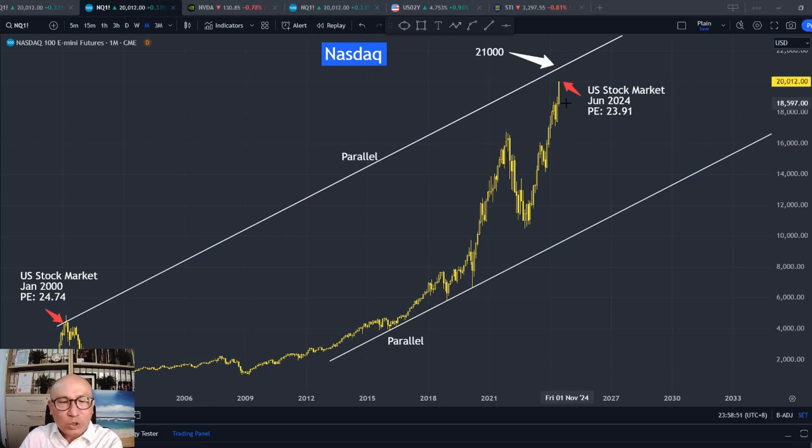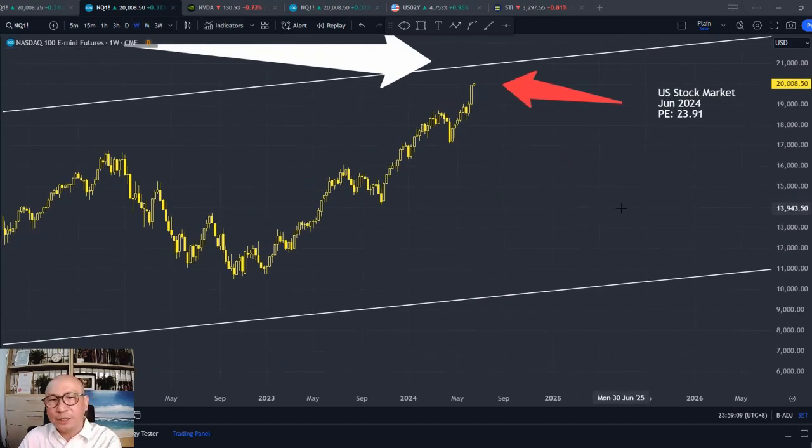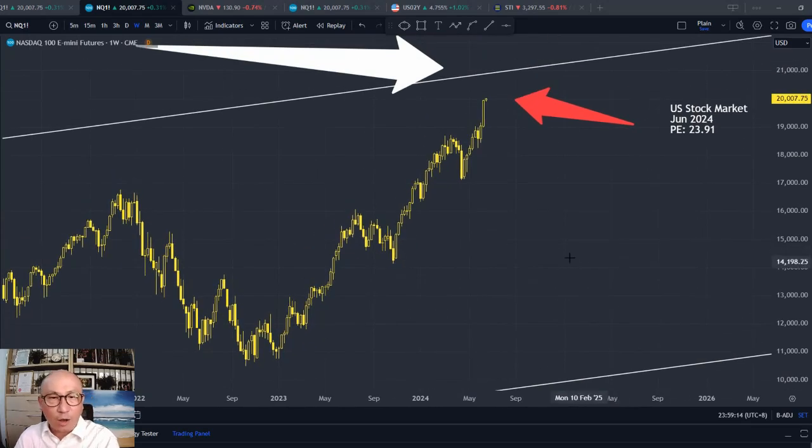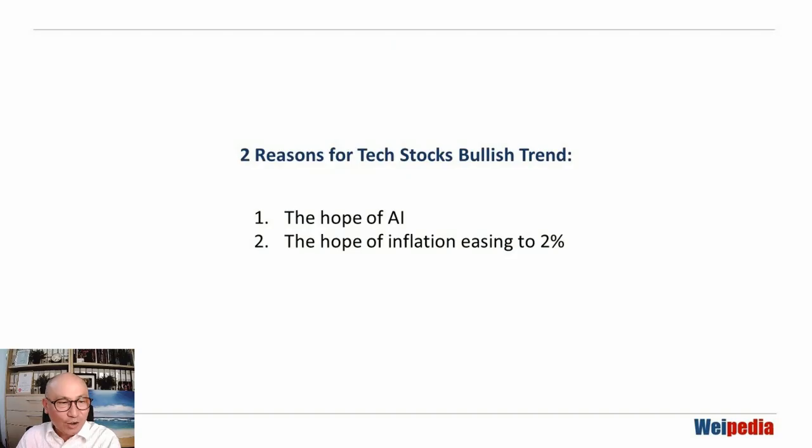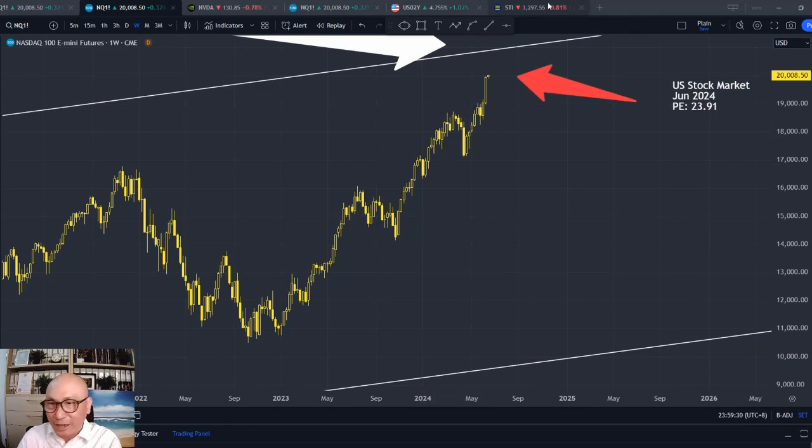Let's look at how to trade and manage Nasdaq towards 21,000. As time progresses, it may reach 21,000. Let's look at the weekly chart right now. What I'm seeing here are the parallel lines, and we're going to discuss how I'm going to manage the trade. As long as the two reasons are there, the hope of AI is still there, and number two, inflation may continue to move down to 2%, these are the two key factors why Nasdaq maintains bullishness. I believe the strategy is to continue the buying on dip strategy.